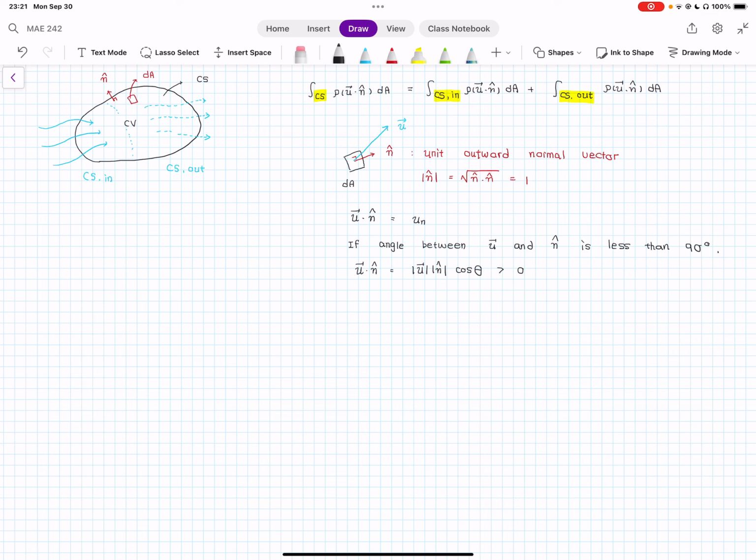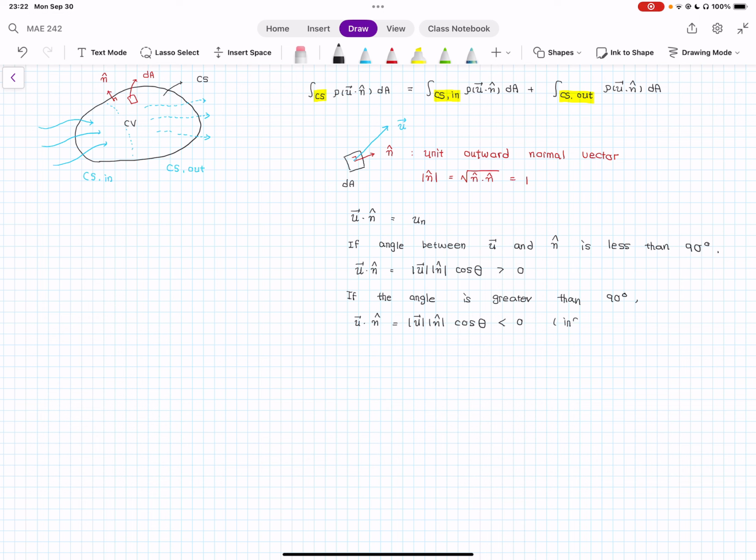So this is going to be the blue arrow here for u, pointing inward. Then this u dot n is negative. So if the angle is greater than 90 degrees, then this u dot n, which is the magnitude of u times the magnitude of n, which is 1, times cosine theta, at theta greater than 90 degrees, its sign is always negative.